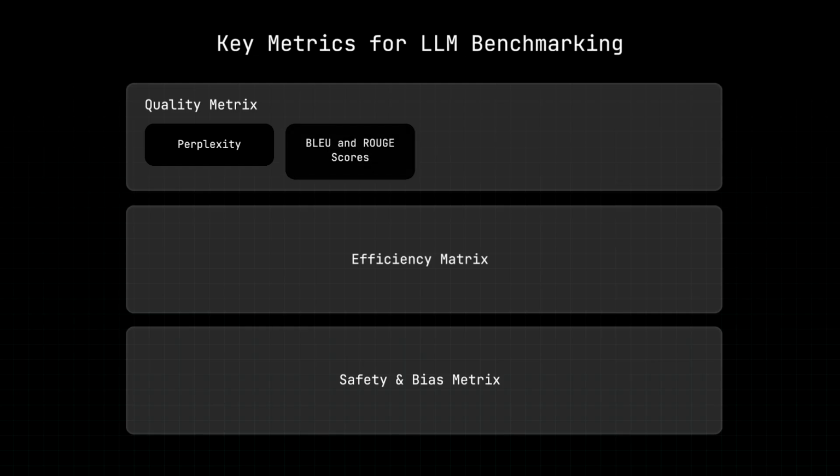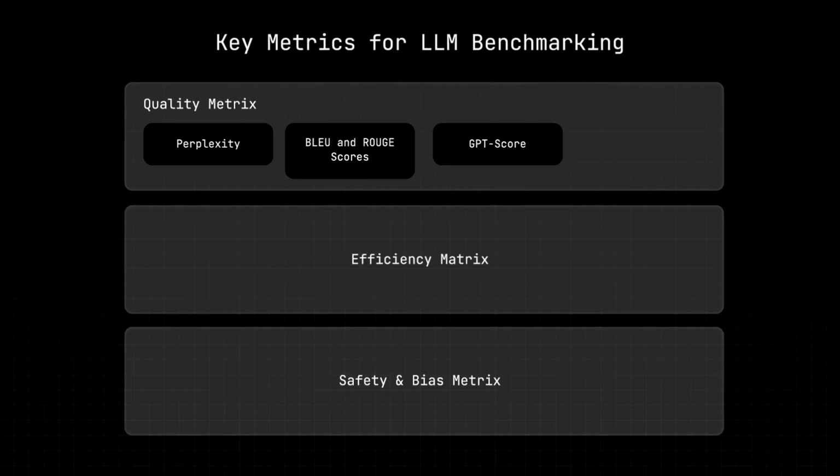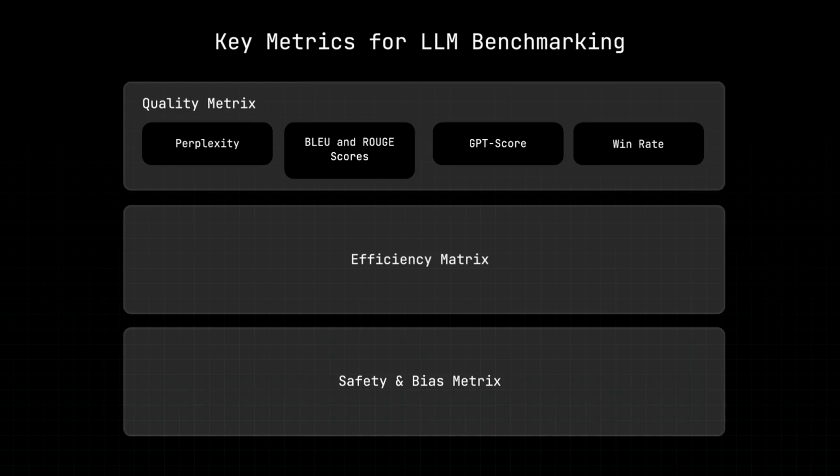BLEU and ROUGE scores assess the similarity between the generated output and a reference text, which is key for tasks like translation and summarization. GPT score uses another language model to evaluate responses, giving us an idea of how human-like the outputs are. Win rate indicates how often the model's output wins in head-to-head comparisons.